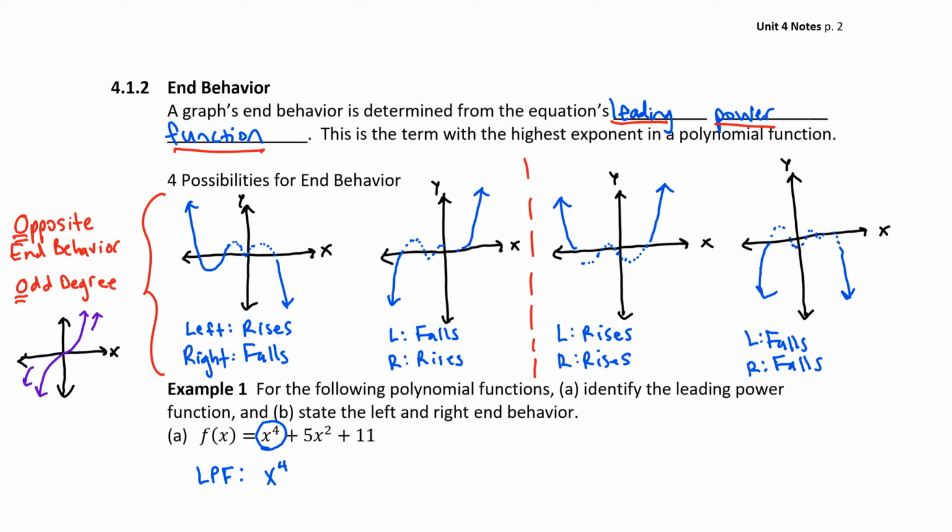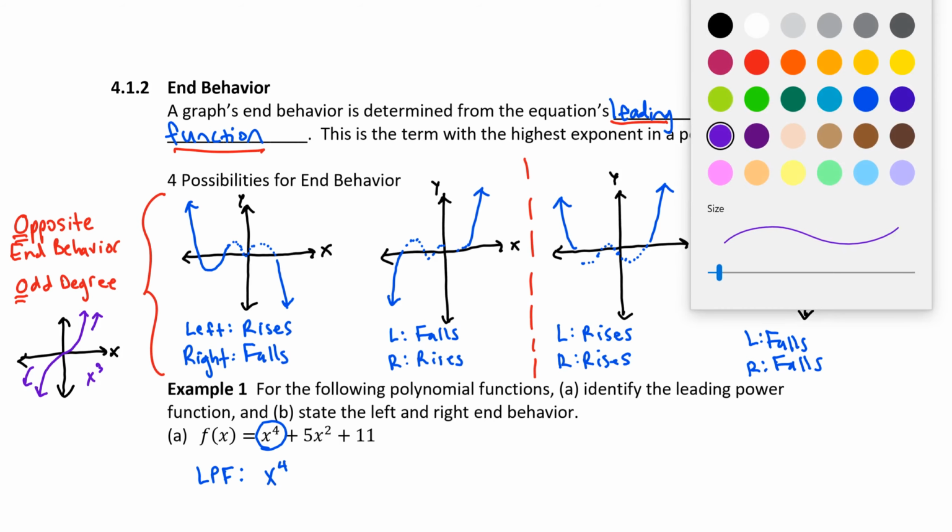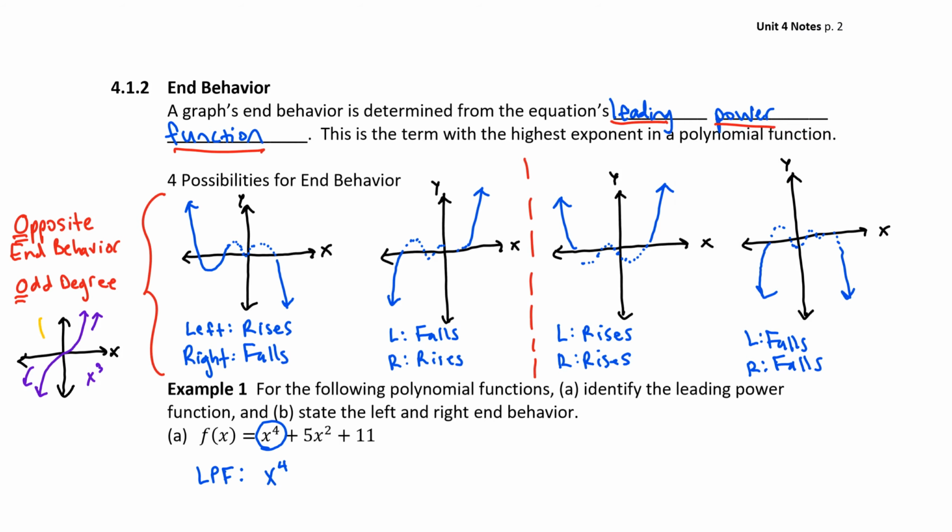So if I can identify the leading power function and I notice that it's of odd degree, and the leading coefficient is positive, it's going to do the same thing that the function x cubed does. Now, if it happens to be multiplied by a negative, remember negative x cubed would be reflected across the x-axis, then I'm going to match that reflected behavior, and we'll do some examples to clarify that.